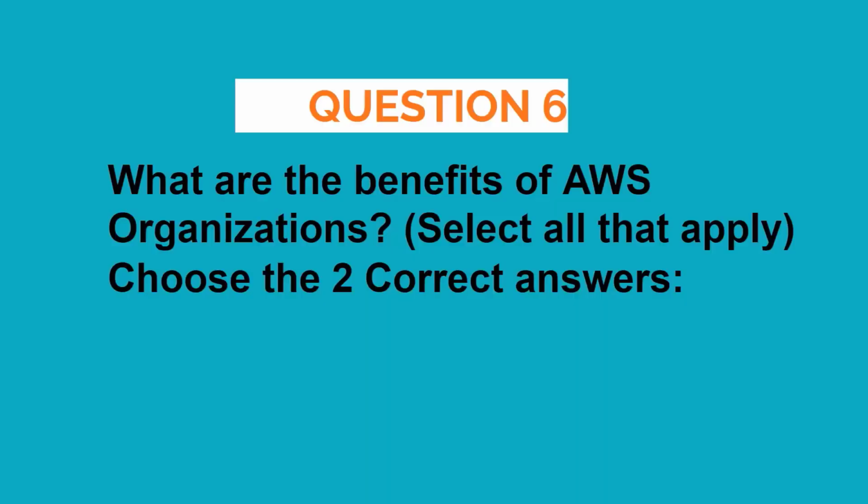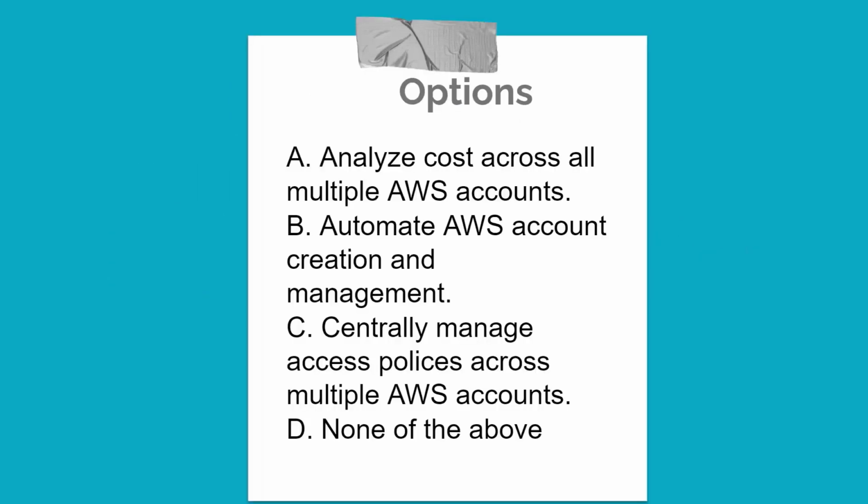Question 6. What are the benefits of AWS Organizations? Select all that apply. Choose the 2 correct answers. Option A. Analyze cost across all multiple AWS accounts. B. Automate AWS account creation and management. C. Centrally manage access policies across multiple AWS accounts. D. None of the above.